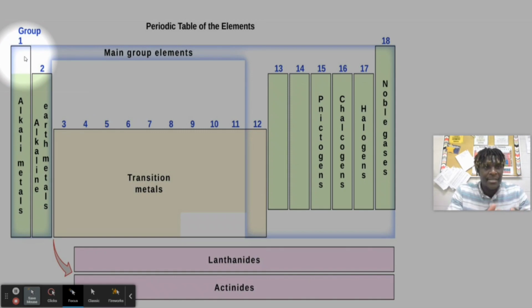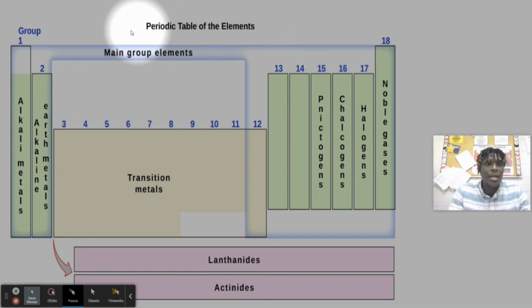Now, these are the properties. All elements in the same group have similar properties. They react most likely the same way. So all elements in group 1 here react the same way. All elements in group 2 react the same way. All elements in groups 13, 14, 15, 16, 17, 18 react the same way.